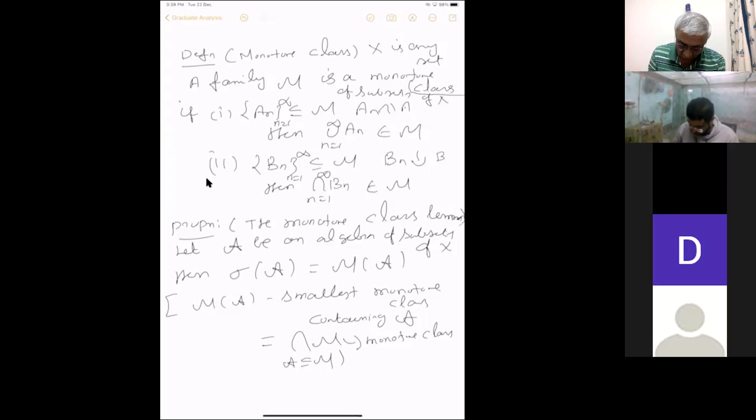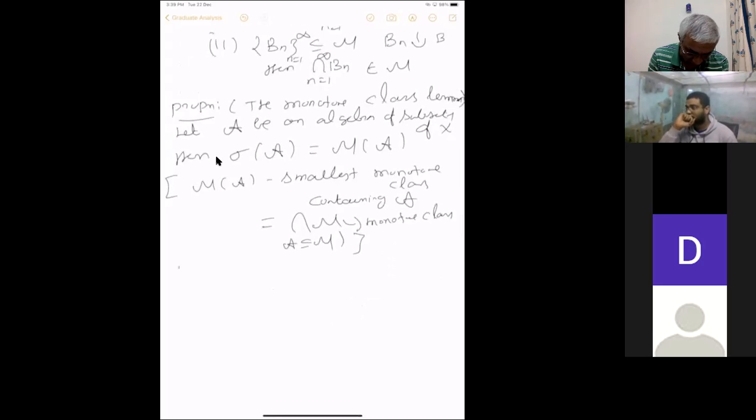Here the theorem is, if you have an algebra, and you want to see that something is a sigma algebra, you don't need to verify that it's closed under arbitrary countable union. You just have to take increasing unions and decreasing intersections. Because of that usefulness, we prove this theorem: a sigma algebra generated by an algebra is the same as the monotone class generated by the algebra. Proof.